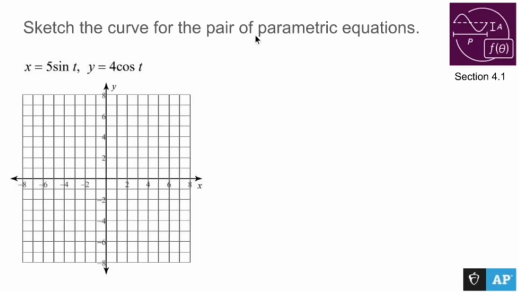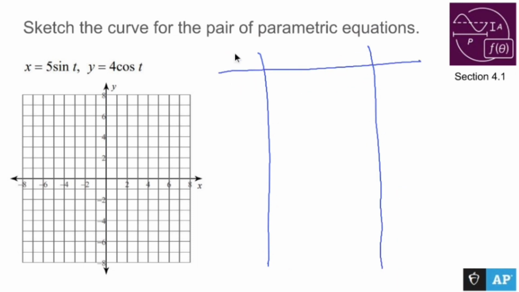Sketch the curve for the pair of parametric equations. X is 5 sine t and y is 4 cos t. This isn't my first parametric equation video. If you saw the first one, this is how we set up the first one. We're going to set up this guy just like it. We're going to pick some t values.